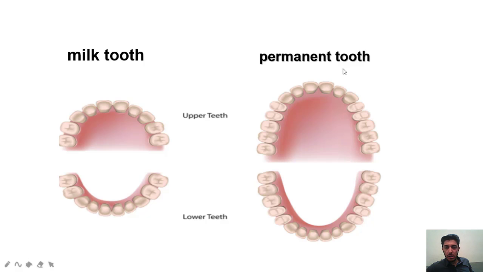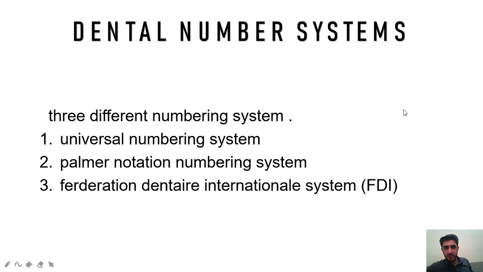Permanent teeth are 32 in number, 16 in the upper jaw and 16 in the lower jaw, and the premolars are also present along with the 3rd molars. So the permanent teeth are 32 in number. Now we will come to the numbering system.